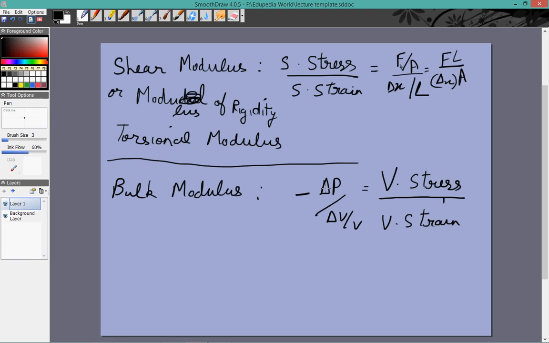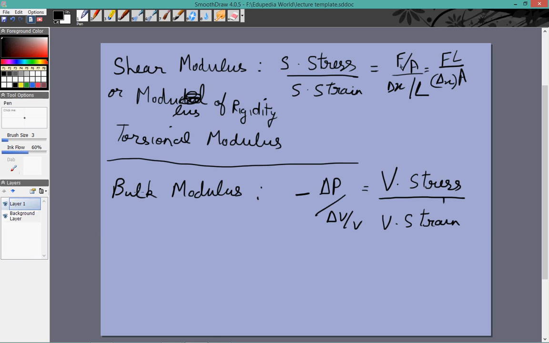if delta P is positive, if you increase the pressure, then the volume has to decrease. There is no exception to this rule. If you increase the pressure on a solid body, the volume will decrease. So in that case, delta P and delta V will always have opposite signs, and we want the bulk modulus to be a positive quantity. So the bulk modulus is minus delta P by dV by V, right? By the way, all these deltas can be replaced by differentials as well if you're talking about an infinitesimal change.